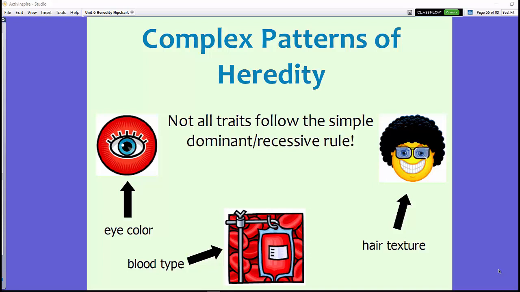Not all traits follow that simple rule, however. So this is going to talk a little bit about some of those complex patterns of heredity. So we're going to talk about incomplete dominance, codominance, and some of the other actual things that happen in reality. So some of the things that we've already talked about, like eye color, blood type, hair texture, these actually don't follow the simple dominant versus recessive rules that we've been studying in class. So let's take a look at some of these.